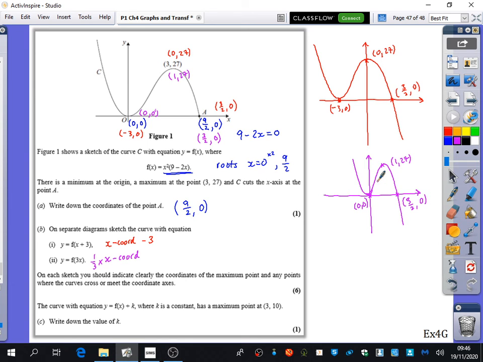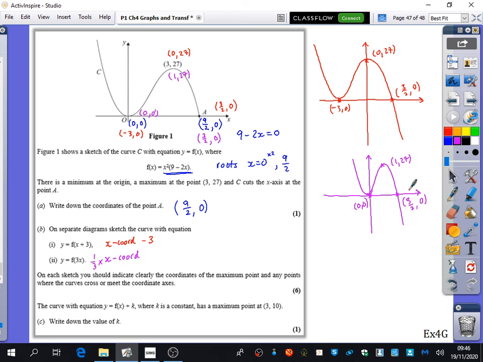So there's quite a lot of marks in that one. In probably the new spec, it wouldn't be quite as many marks as that. And it says on each sketch you should indicate clearly the coordinates of the maximum point and any points where the curve crosses or meets the coordinate axis. So we've done that. We've said the maximum point and where it crosses the axis and meets it here and here. This one's a bit harder to see because it's not on the same diagram, but it has compressed. It's kind of squashed in towards the middle.